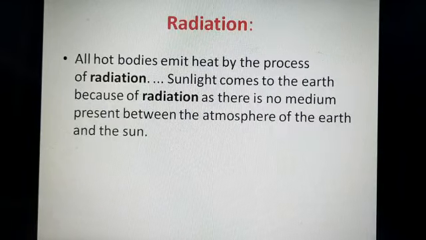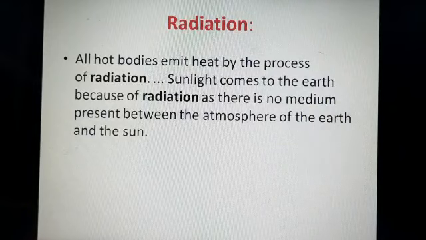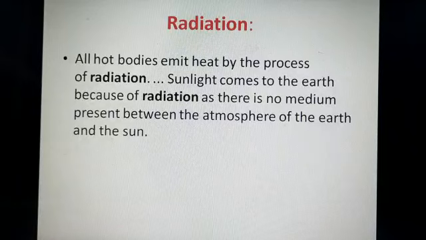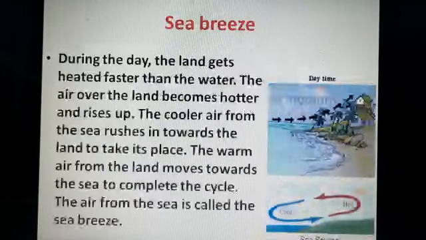Radiation, all hot bodies emit heat by the process of radiation. Sunlight comes to the earth because of radiation, as there is no medium present between the atmosphere of the earth and the sun. And always remember that all hot bodies emit heat by the process of radiation.